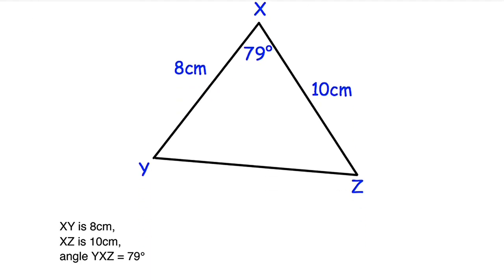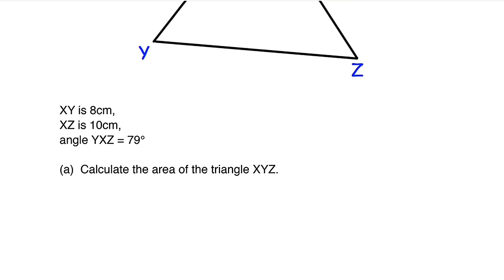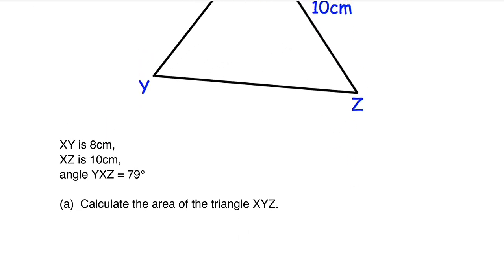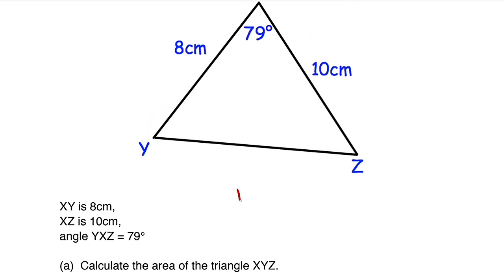Question number 7. We are given two sides and an included angle, but what are we looking for? We are asked to find the area of the triangle XYZ. So the area will be what? 1 divided by 2 multiplied by 8 multiplied by 10 multiplied by sine of 79 degrees.